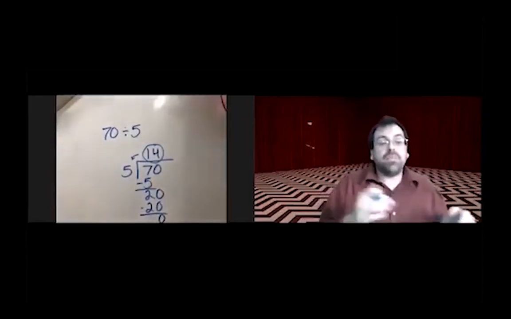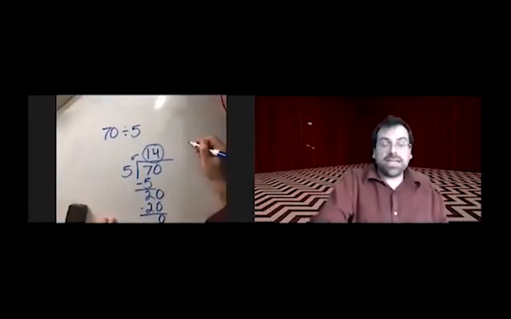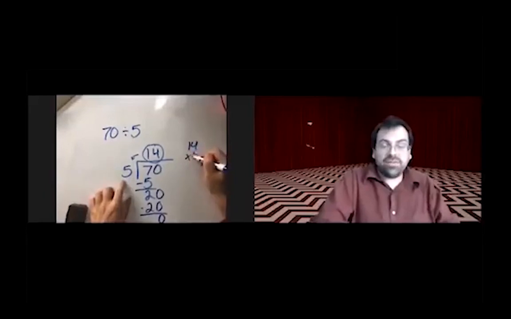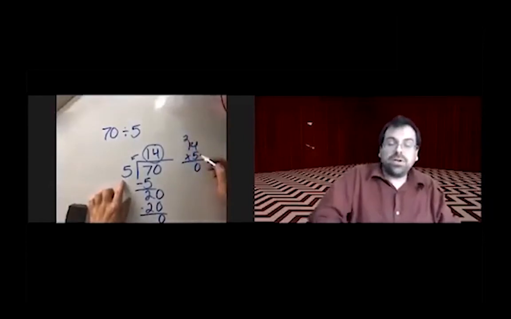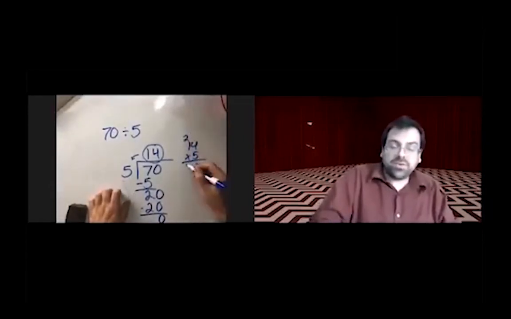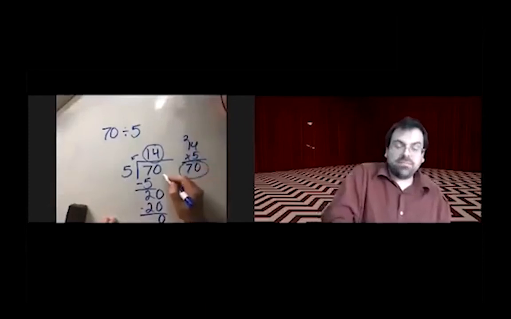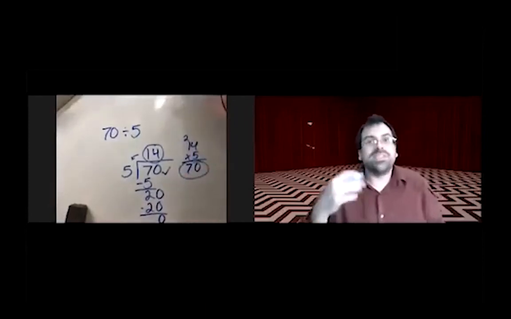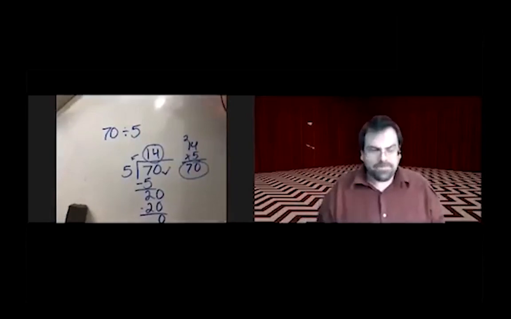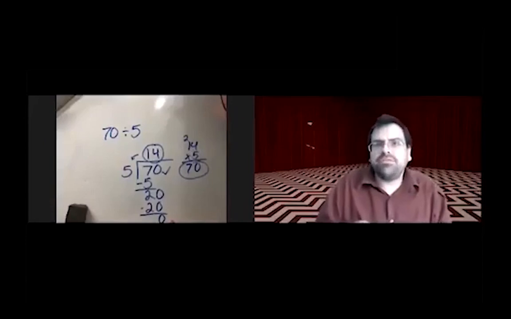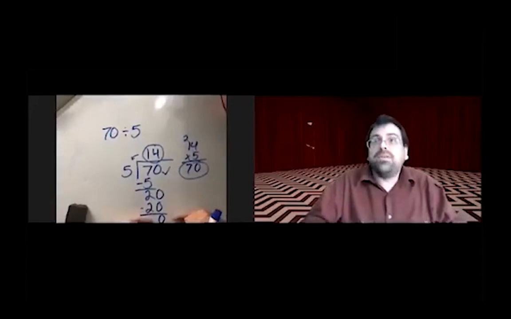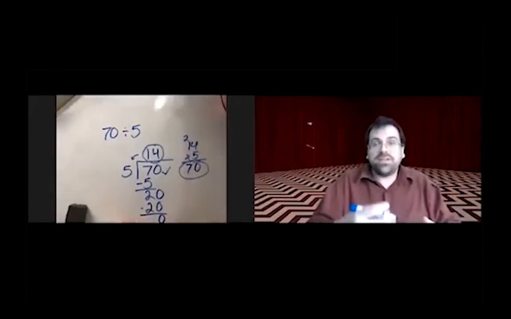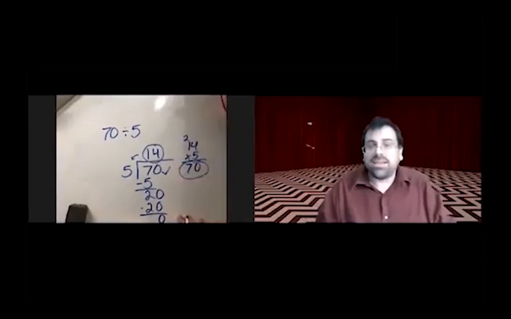And we can check that by multiplying. 14 times 5. 5 times 4 is 20. Carry the 2. 5 times 1 is 5. Plus 2 is 7. 70. Boom. Check by multiplying, just like subtraction can be checked by adding. What if we would have had something left over here? Well, that would be called a remainder. Here, the remainder is 0 because there was a 0 left over when we had nothing else to bring down.